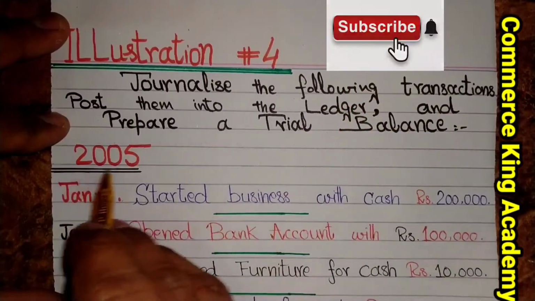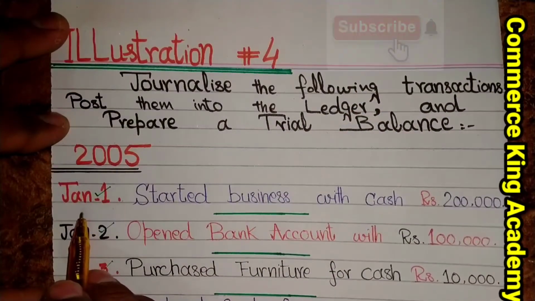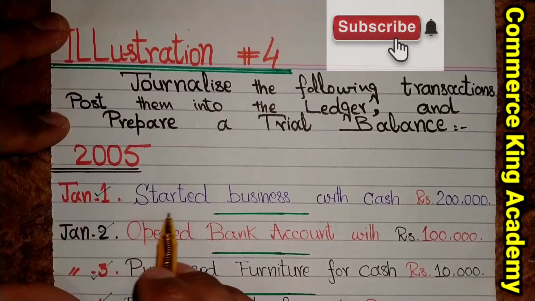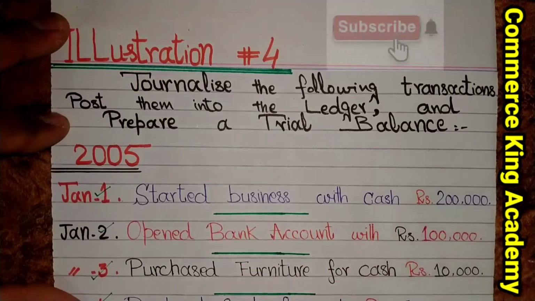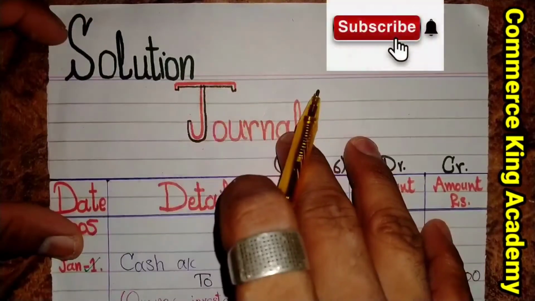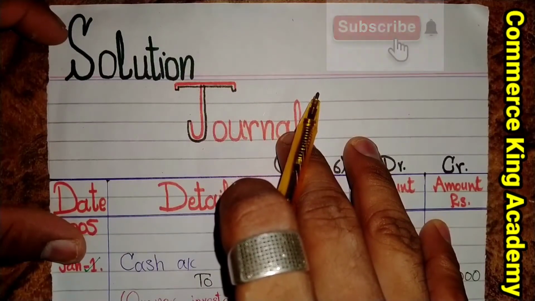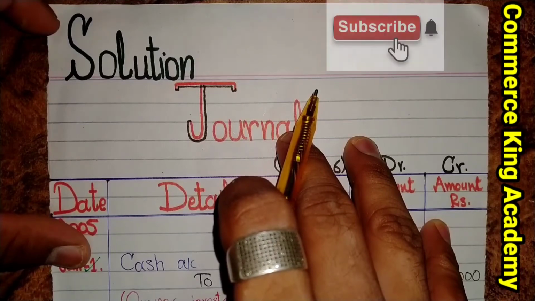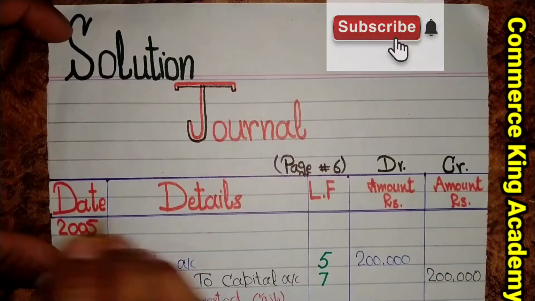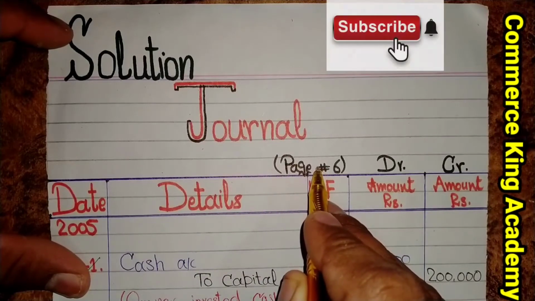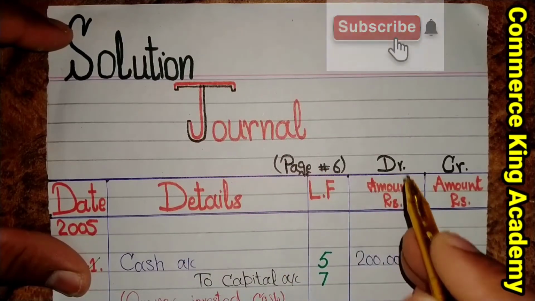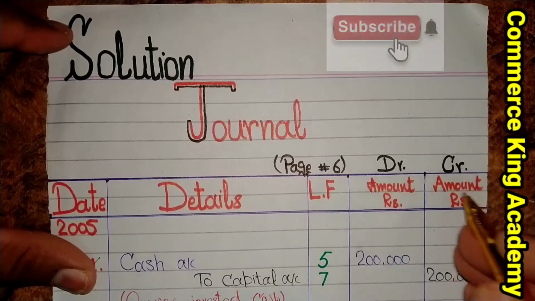The year given is 2005. The first transaction, dated Jan 1st: started business with cash, amounting to 200,000 rupees. This is the format of the journal account, which you already know from previous videos. This is the date column, details or description, ledger folio number, the page number where the transactions exist, this is the debit amount column, and this is the credit amount column.